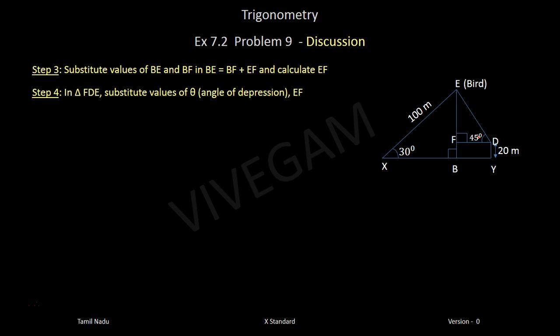Now, take this triangle. What is sine 45? Sine 45 is opposite, that is EF divided by DE, opposite by hypotenuse. EF we calculated in step 3. Sine 45 we know. So, this is known, and this is the only unknown. So, we will be able to calculate DE, which is the required distance of the person from Y, from bird E. As I said, this must be Y.